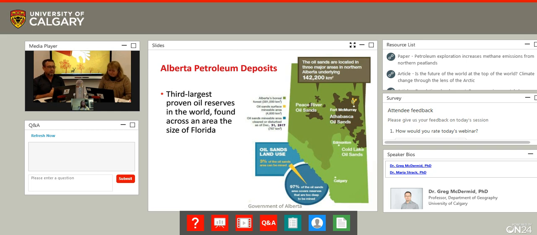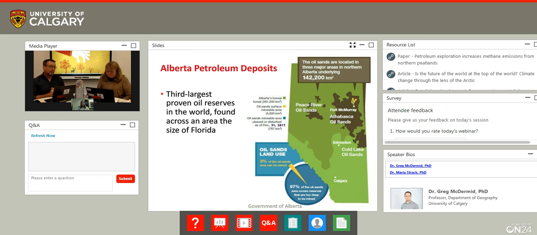But the truth is that the oil sands are actually found across three pretty large areas. The Peace River oil sands in the west, the Athabasca oil sands around Fort McMurray, and then the Cold Lake oil sands a little bit further south. These are very large areas. Together, they cover an area of more than 140,000 square kilometers. That's larger than the state of Florida.